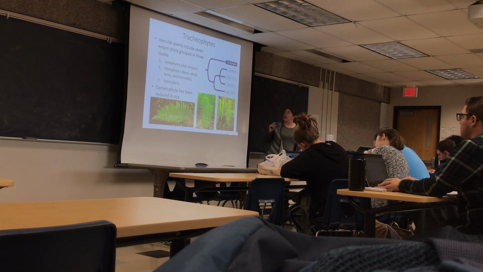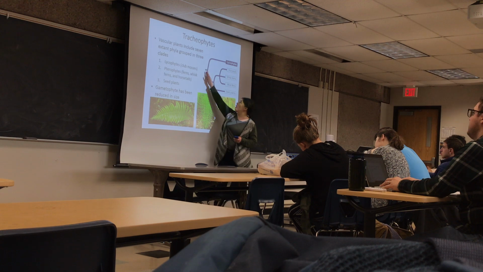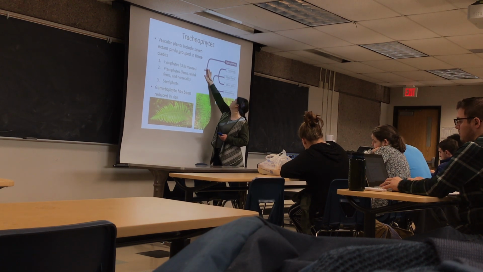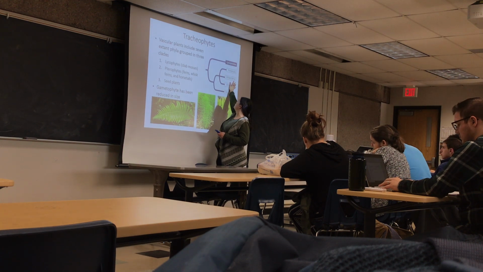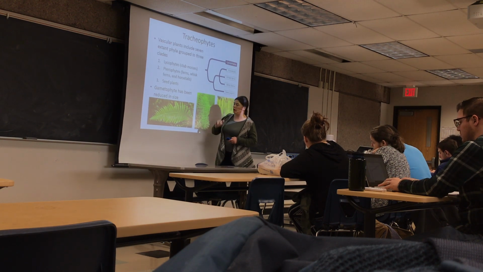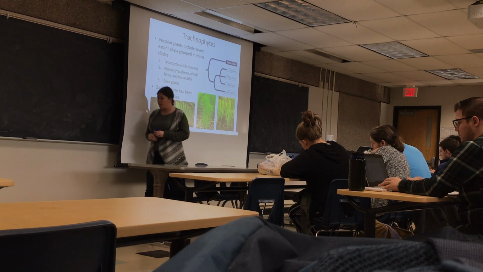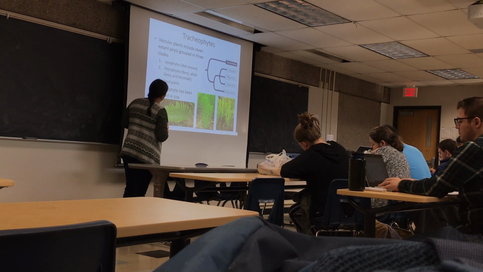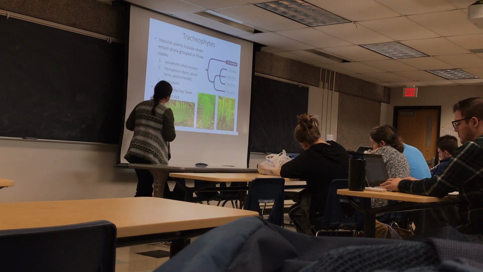So again, if you're looking at the tracheophytes or the vascular plants as a whole, they are monophyletic. So here's the common ancestor of all of the vascular plants. All of these are considered vascular plants and are descended from that same common ancestor. So it is a nice monophyletic group. There are a few different categories within that.